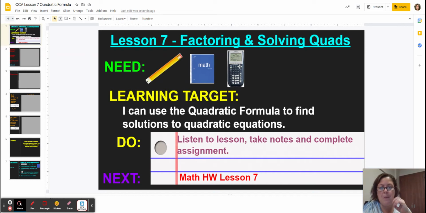So grab some paper, something to write with. You are absolutely 100% going to want to have your calculator, so grab that as well. Go ahead and pause, and when you've got all those things, come back and we will get started.